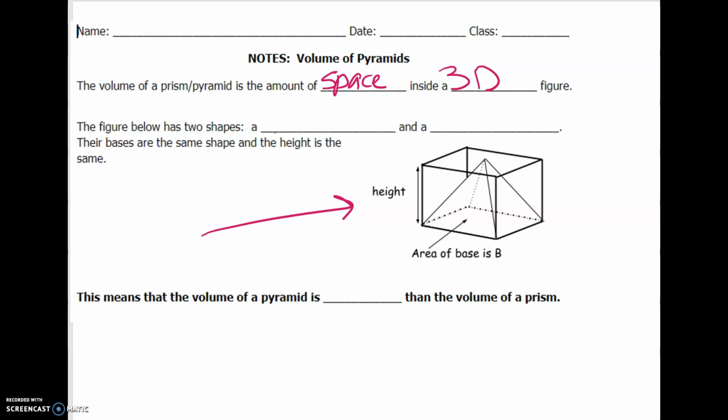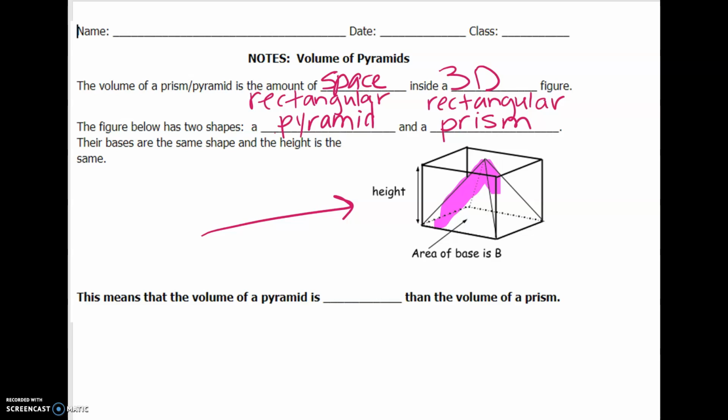Okay, it has a rectangular pyramid, and a rectangular prism as well. If you notice, the pyramid is inside the prism. So if you see here, this is your pyramid, and it's inside the prism.